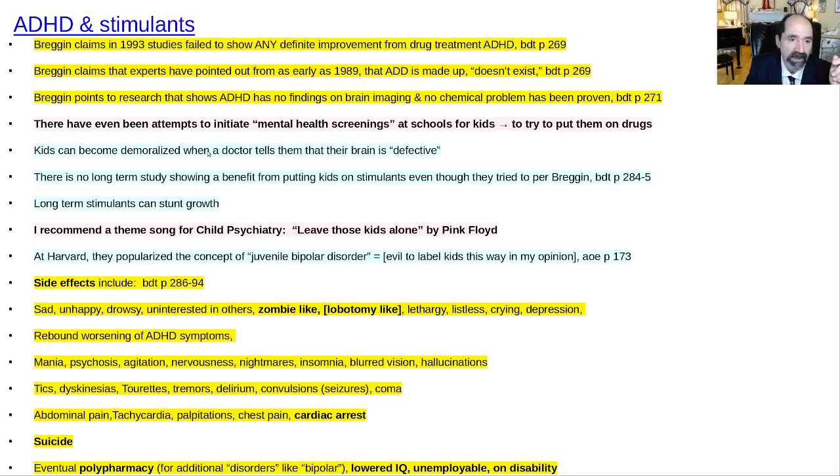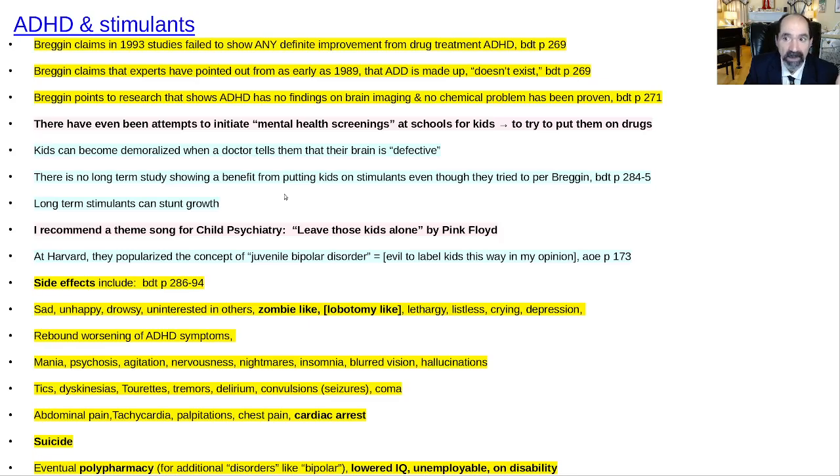Kids become demoralized when the doctor tells them their brain is defective and they need to take a pill probably for the rest of their life. There's no long-term study at all that I could find, or from all these books, that said that they're of benefit. They tried to prove there's a benefit. Believe me, the drug companies have made incredible efforts. The psychiatry departments have made incredible efforts to try to prove a benefit, but they can't, because the negative effects are probably much worse than what the studies controlled by them even reveal. That would be my prediction.